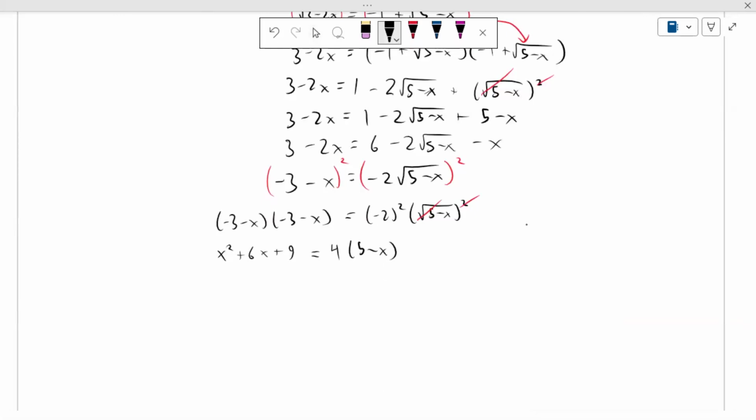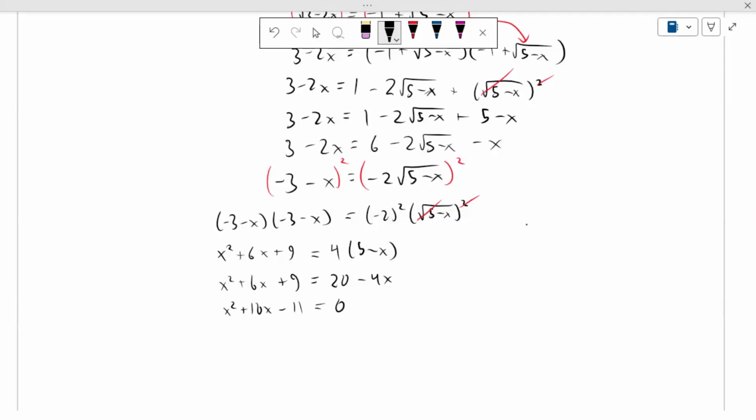All right. So now comes the part where we just clean it up a little bit. x squared plus 6x plus 9 will be equal to 20 minus 4x, right? Combine like terms. This is a quadratic equation, so you want to get everything over to the left-hand side. We'll add 4x to both sides, so that'll be a 10x here. We'll subtract 20, so this will be minus 11. So we have x squared plus 10x minus 11 is equal to 0, okay?